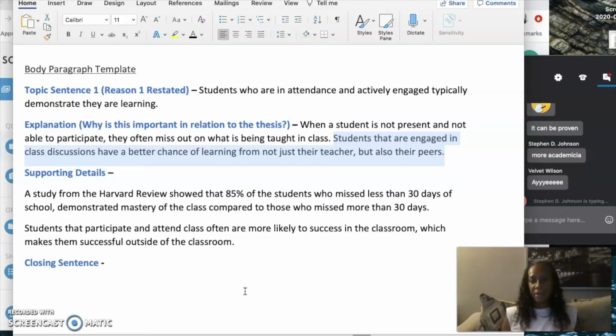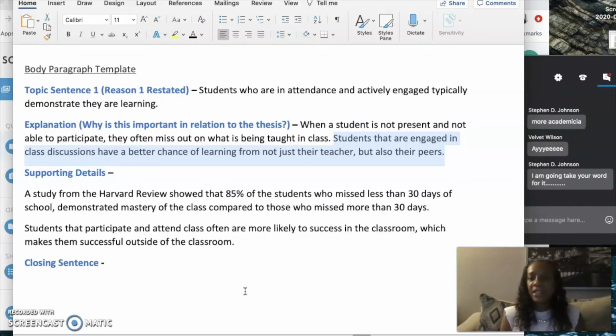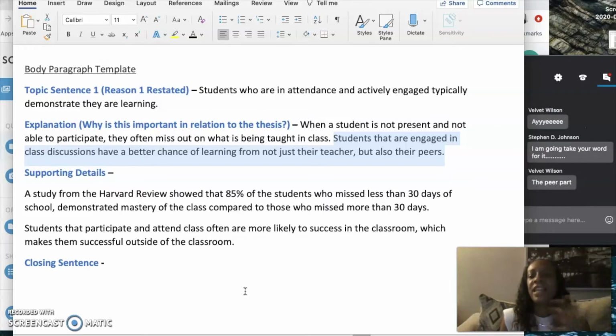So you guys got me excited. Stephen sharing the statistic and then Velvet giving the sentence that goes with the statistic. You're just going to take my word for it, Stephen? Okay. Velvet, any ideas before I explain? Yes, Velvet, the peer part.